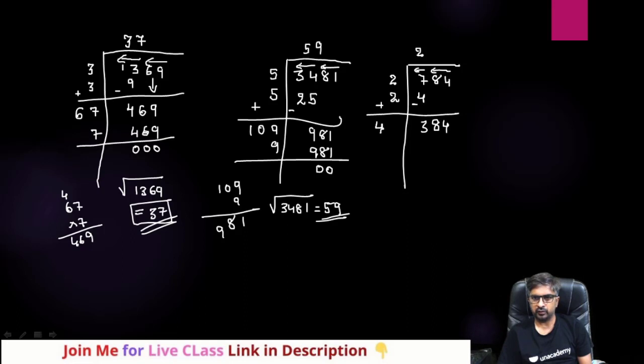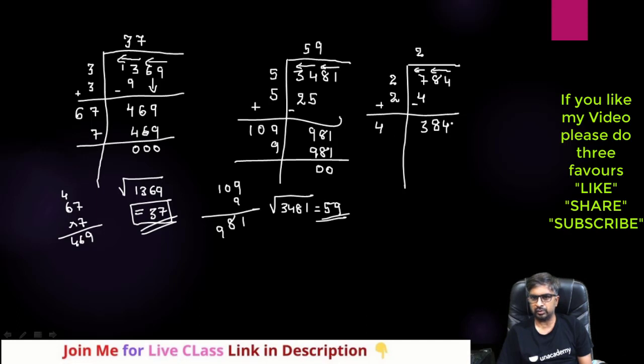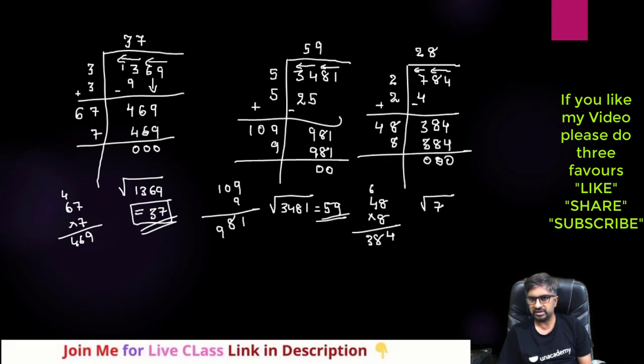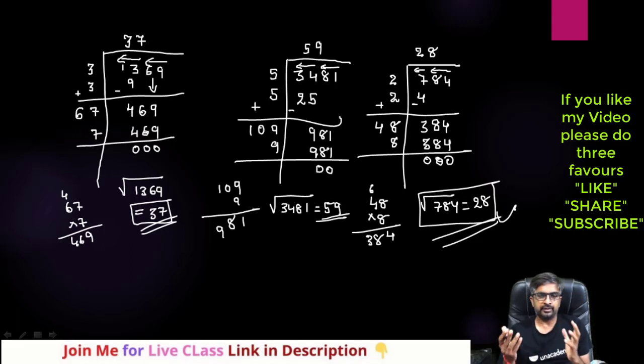Here we add 2 and 2 to get 4. Now for 384, 4 twos are 8, and 8 eights are 64, so 4 comes at the last. So let me try 48 into 8: 8 eights are 64, 6 carry, 8 fours are 32, 32 plus 6 is 38. So yes, it is coming. So 48 into 8, you keep 8 in the quotient, and this will be 384. The remainder will be 0, and the square root of 784 is 28. So this way, guys, you can find the square root of any number.